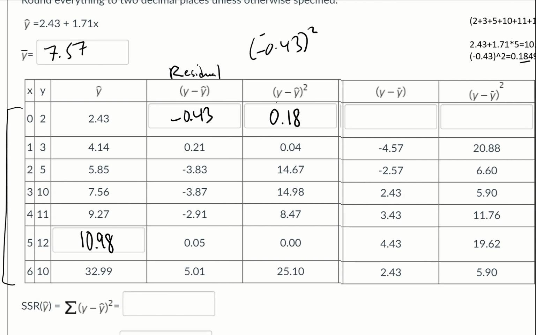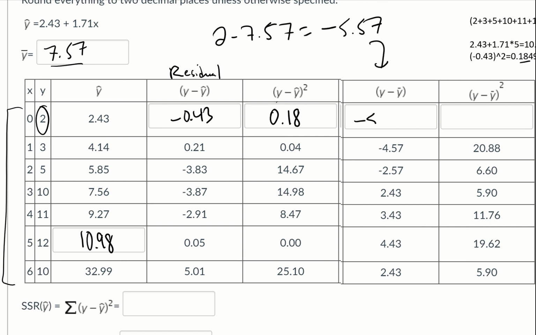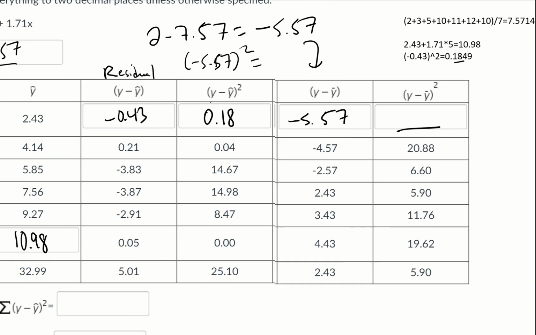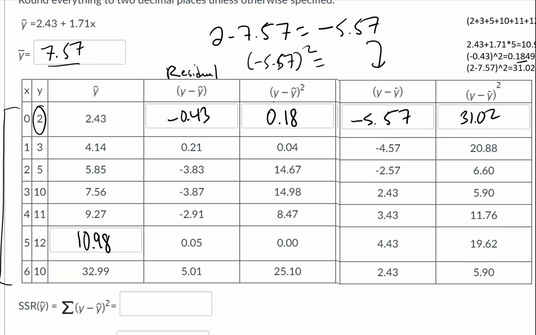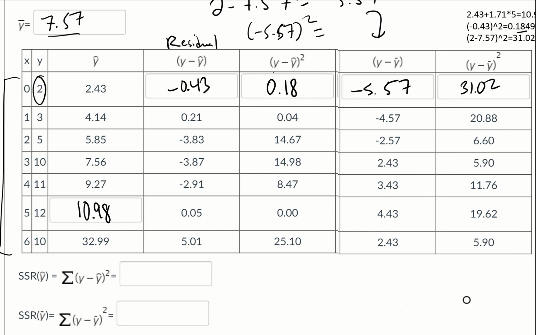All right, so now we're going to do y minus y bar. So now that we know y bar is 7.57, we're going to subtract the y value for that minus 7.57, which is negative 5.57. So that goes down here. Next, we're going to square that number to get the right column. I'm going to type it in all at once. So we get 31.02. All right, and so that's how we get all the values from the table. And then you rinse and repeat, and that's how we got these other values.